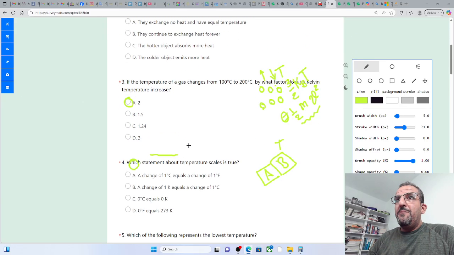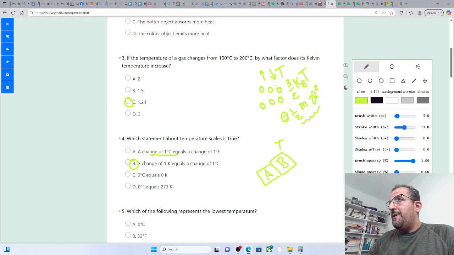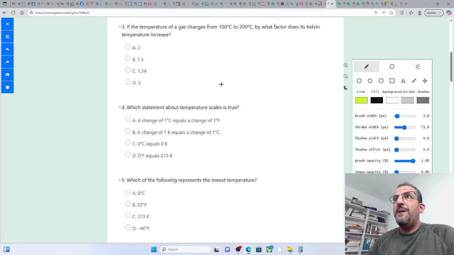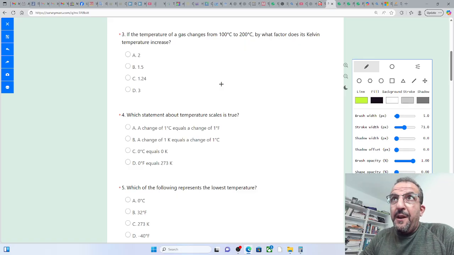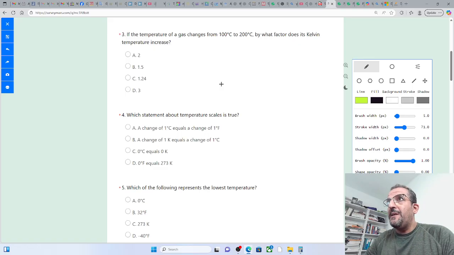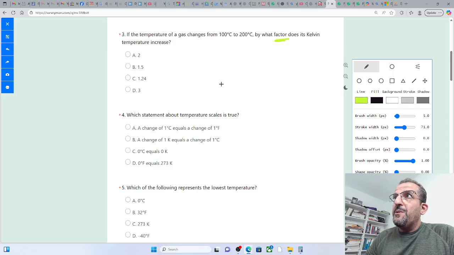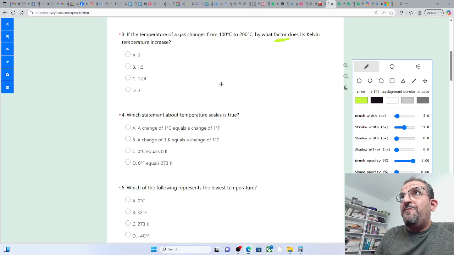I'm going now to move to number 3. So let's read number 3 carefully and see what we have. If the temperature of a gas changes from 100 Celsius to 200 Celsius, by what factor does its Kelvin temperature increase? Here the key is very simple. The factor here is the key. We just need to convert 100 Celsius to Kelvin and 200 Celsius to Kelvin.